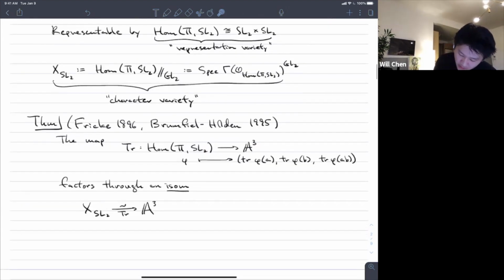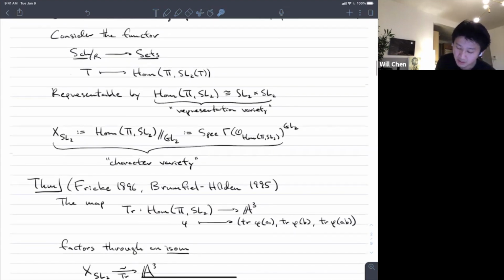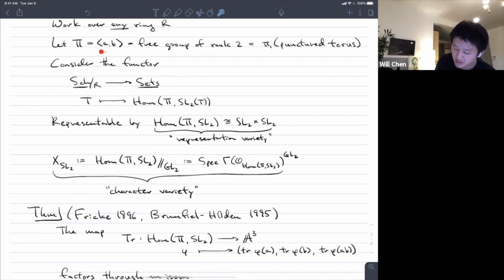And what they show is that if you take the representation variety, you can define 3 coordinates on it. It defines a map to A^3 given by sending a T-valued point, which is some representation phi defined over T, to the trace of phi of A, the trace of phi of B, and the trace of phi of AB. Remember, our group pi was generated as a free group on A and B.